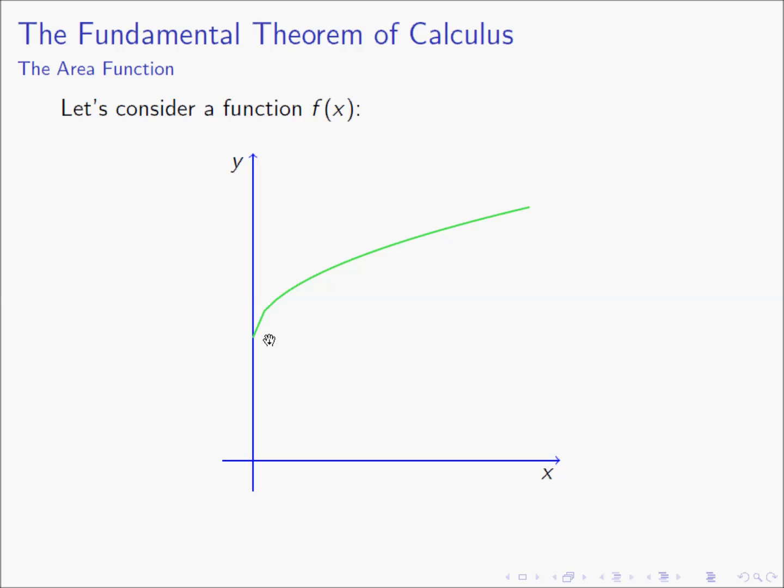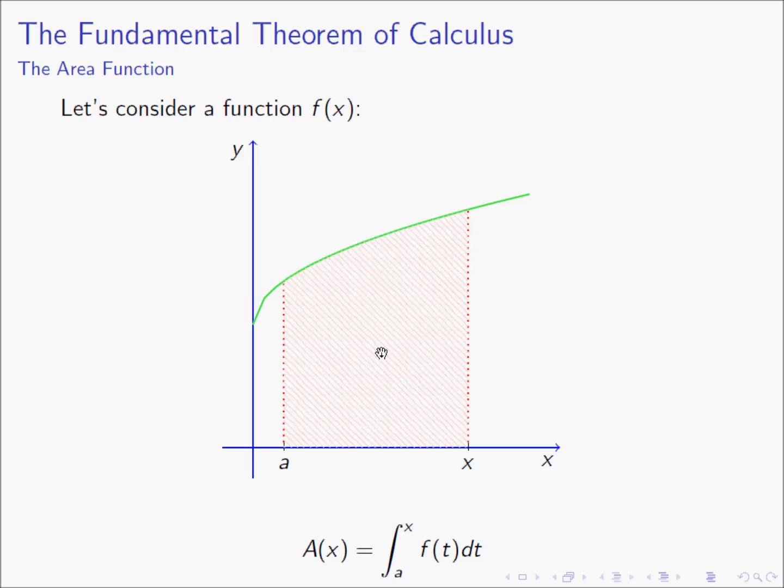Here we have the graph of this function in green. We're going to take a point A on the x-axis and a point x in the x-axis, and we know from the previous lessons that the definite integral of this function from a to x gives us this area. Here we use the dummy variable t because we're already using the variable x here. So we use t to avoid confusion.